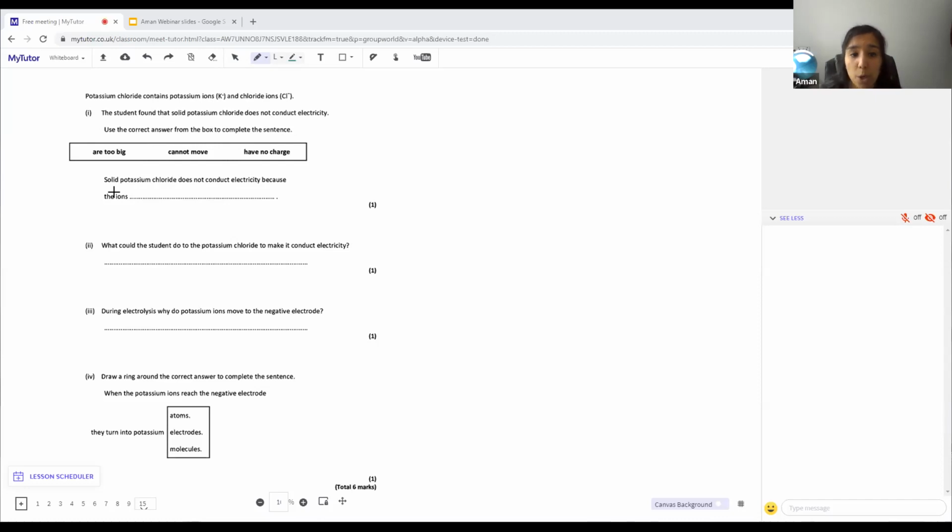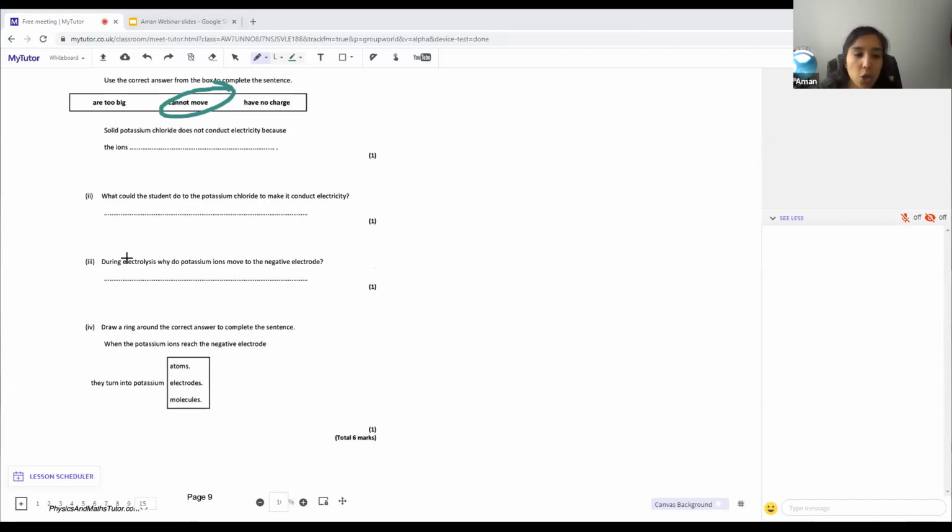Good, they cannot move. Remember that when we want to do electrolysis, the ions have to be able to move. And in the solid, they're in that giant ionic lattice, so they cannot move. They're stuck in there. So the correct answer is cannot move. Well done. What could the student do to the potassium chloride to make it conduct electricity? Yep, excellent. So we can either melt it, make it molten, or we can dissolve it in solution.